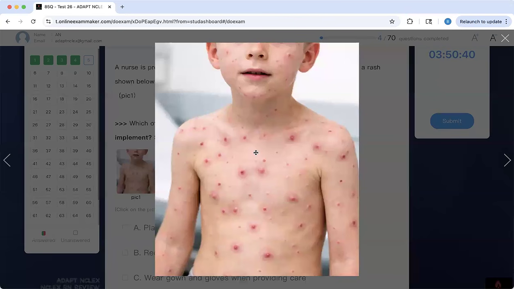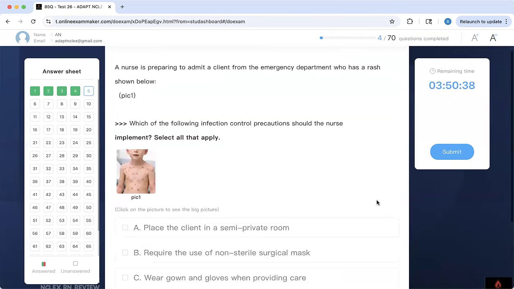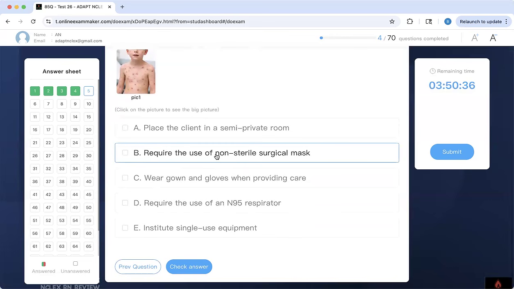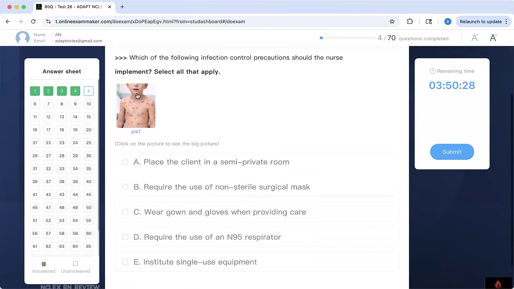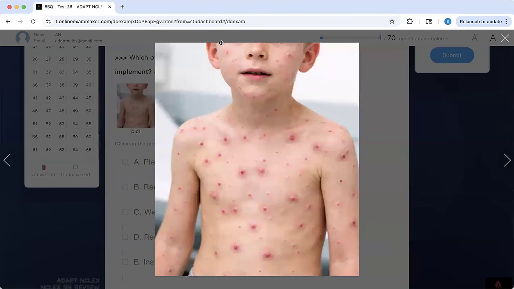Figure out what this is. If you figure out what this is, wherever you want to place it, then you can decide what infection control protocol you should institute. You pick your answer? Good. I know you got it. But as you can see, the rash is on the trunk, the body, right? And you can see that there are changes.